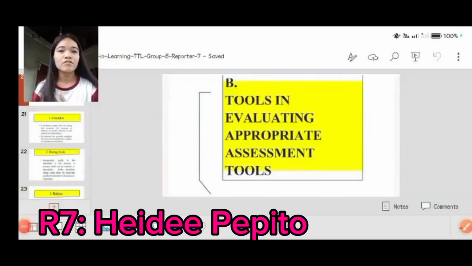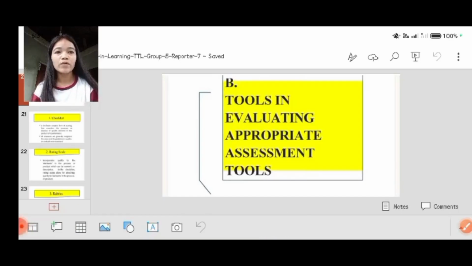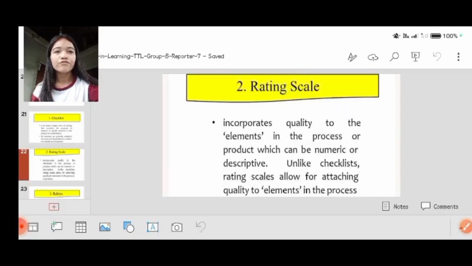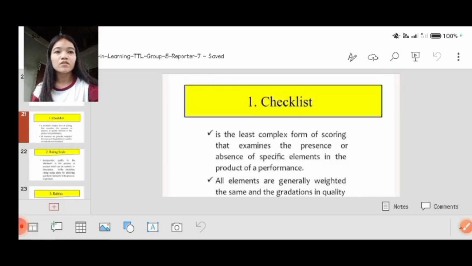So, good day. From now on, I'm going to tackle all about the tools and evaluating appropriate assessment tools. So, first is checklist. It is the less complex form of scoring that examines the presence or absence of specific elements in the product of a performance. All elements are generally weighted the same, and the gradation and quality.